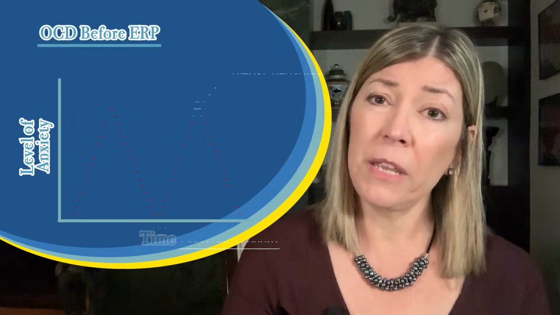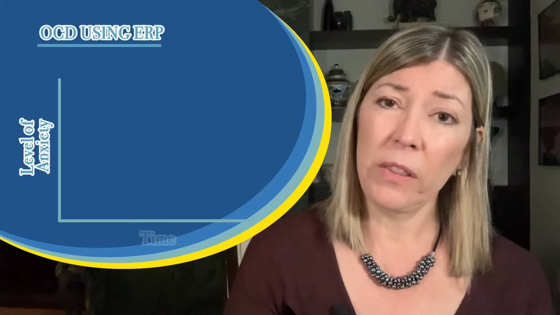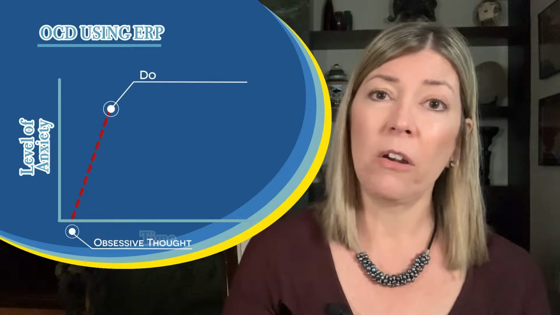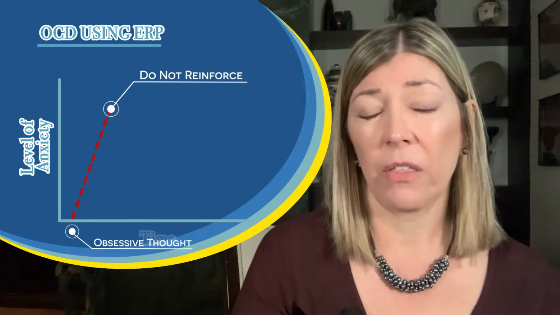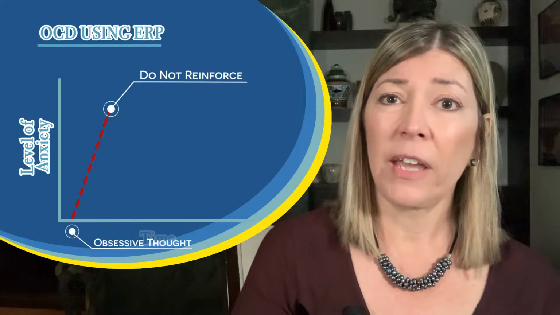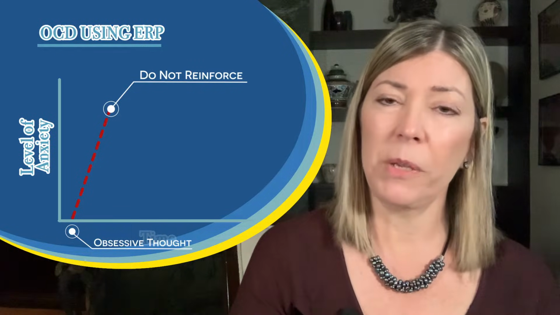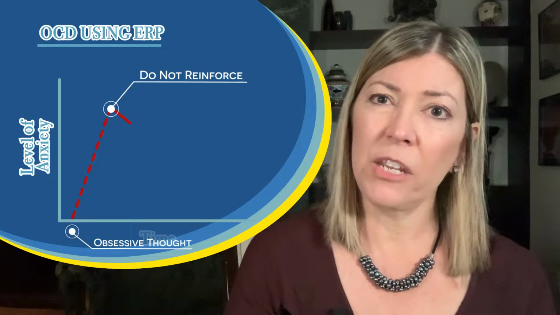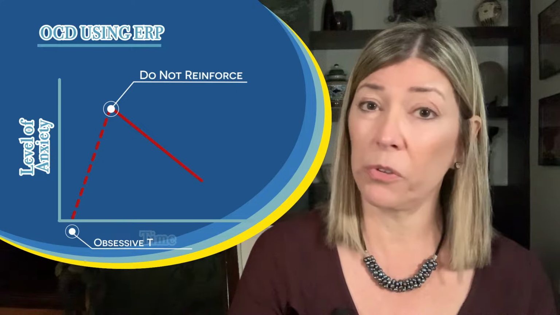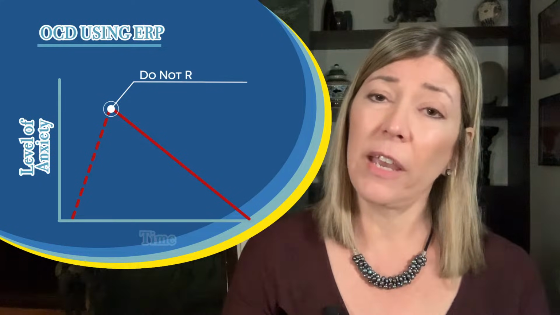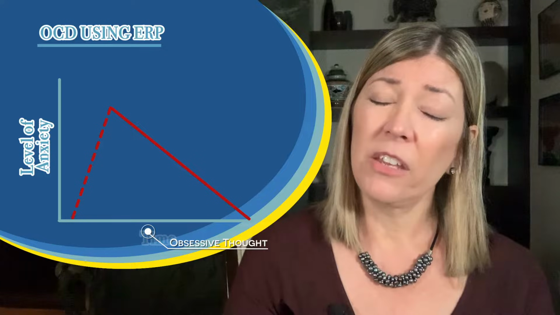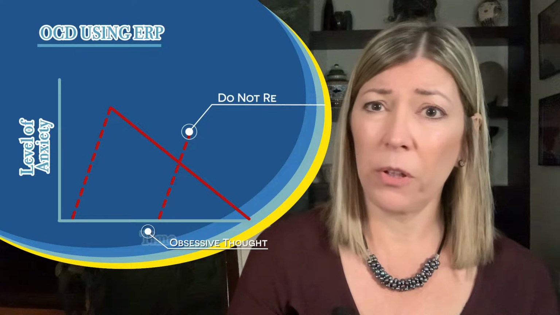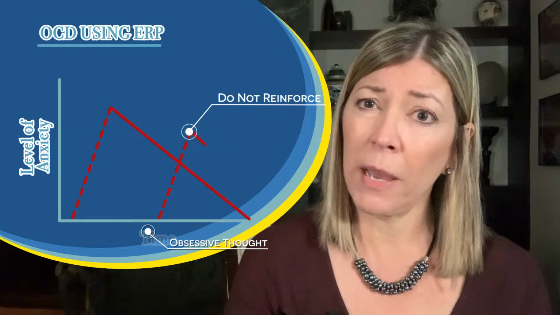What we do with ERP is, if you look at this graph, when the person has the obsessive thought, their anxiety goes sky high, but here we are not going to reinforce that obsessive thought. Instead, we do not do the compulsive behavior, no ritualistic behaviors. And that anxiety over time drops on its own because it was not reinforced. And the next time we have the obsessive thought, it doesn't go quite as high as originally. And with no compulsive ritual behaviors, the anxiety drops.